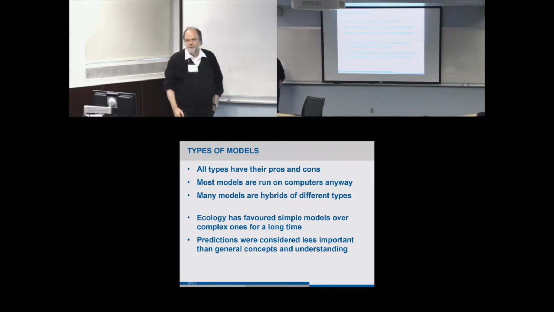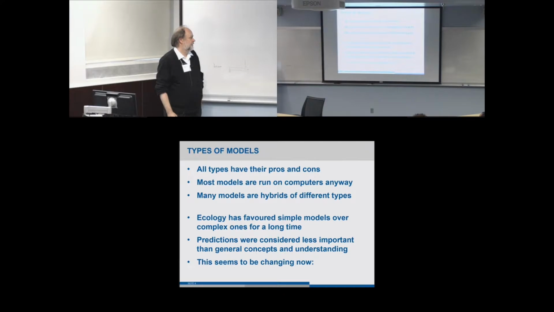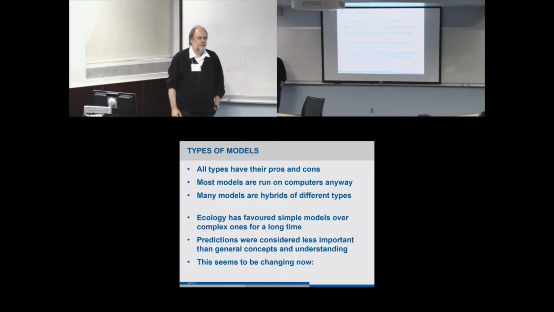I have to say that ecology has for a long time favored simple models over complex models. Theoretical ecology, theoretical population ecology especially, was focusing on general concepts and understanding. And prediction was considered something which is not so important. First, we need to understand everything. This seems to be changing now.